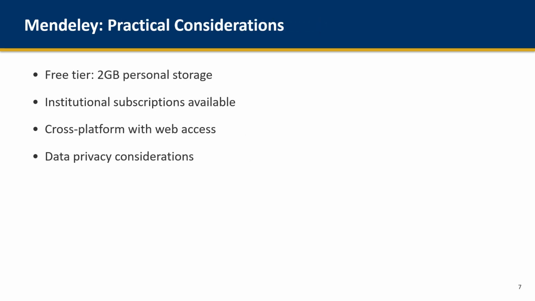Mendeley offers a generous free tier with 2 gigabytes of personal storage for PDF files, significantly more than Zotero's free offering. This makes Mendeley attractive for users who want substantial free cloud storage without configuring alternative solutions. Many institutions have Mendeley Institutional Edition subscriptions that provide additional features and storage. Check whether your university offers this access before deciding between free and paid options. The subscription may already be included in your library services.